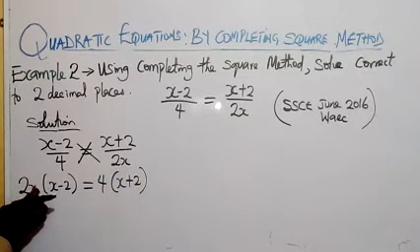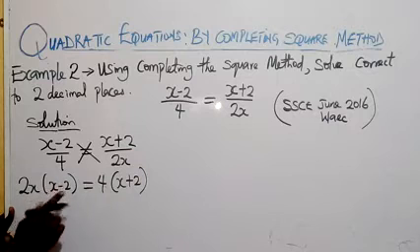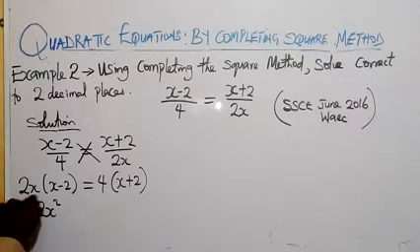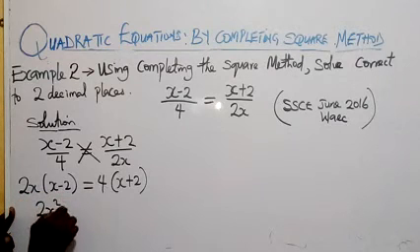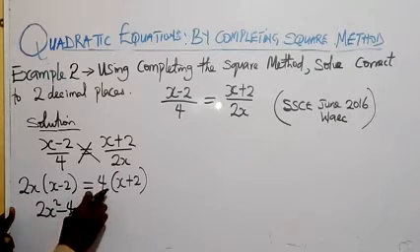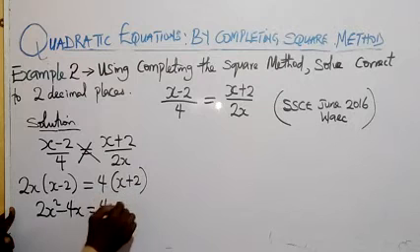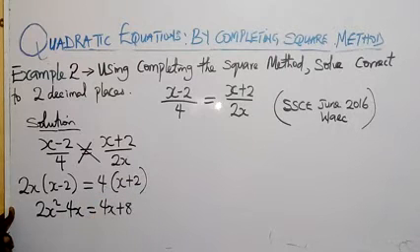Now use this 2x to multiply what is inside the bracket. 2x multiplied by x gives you 2x squared. 2x multiplied by minus 2, you have minus 4x. This 4 multiplied by x is 4x. This 4 multiplied by plus 2 is plus 8.